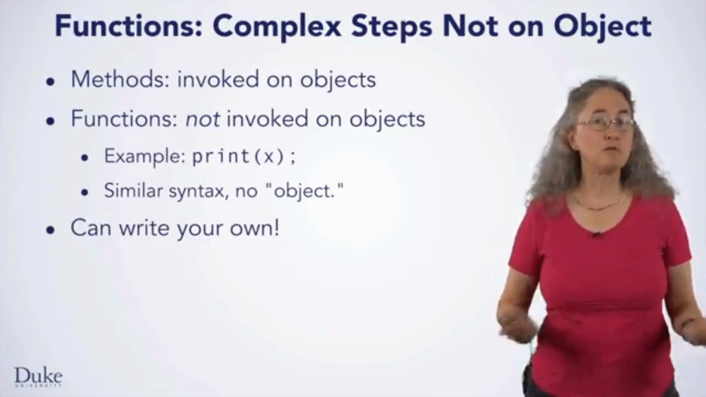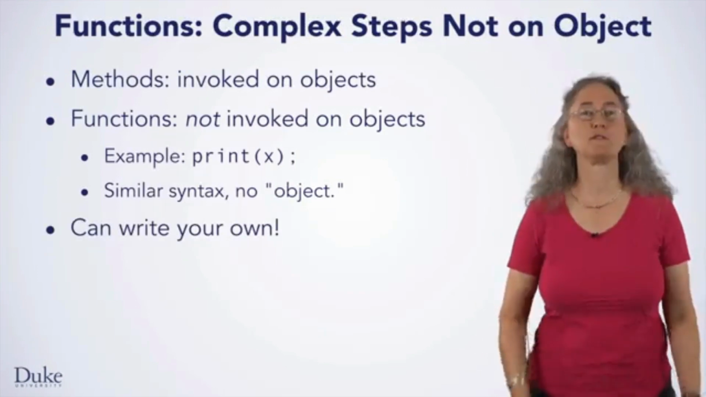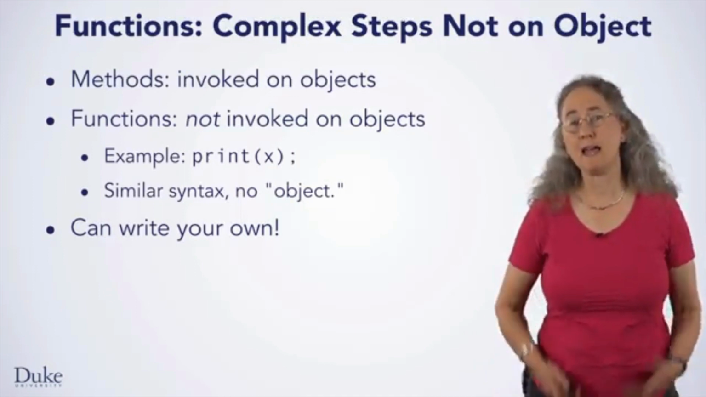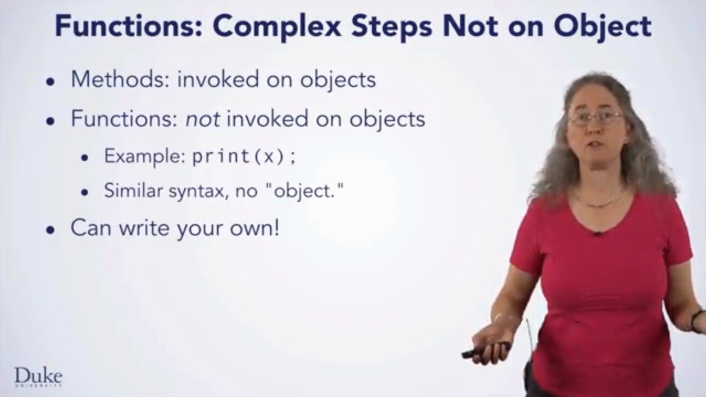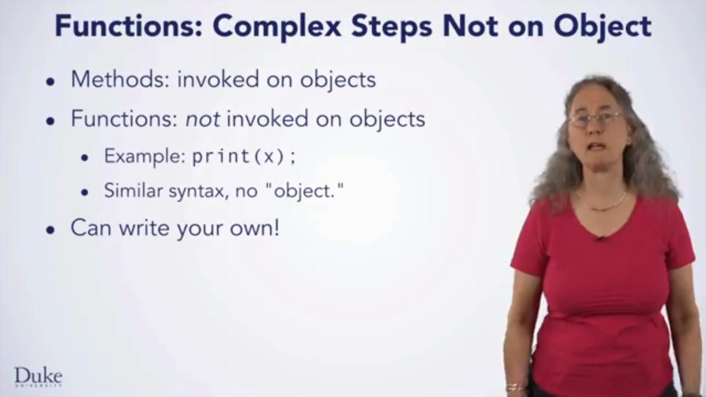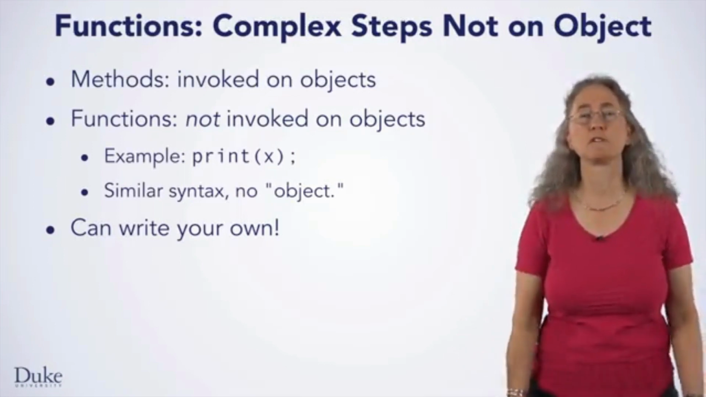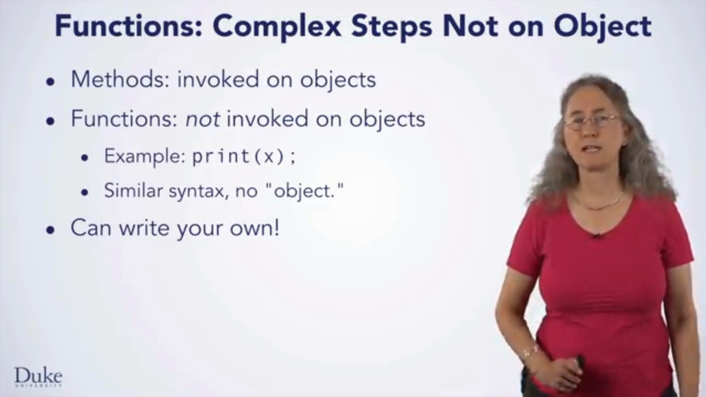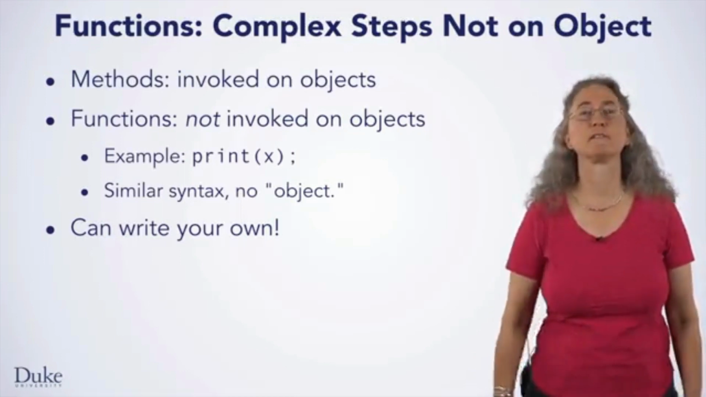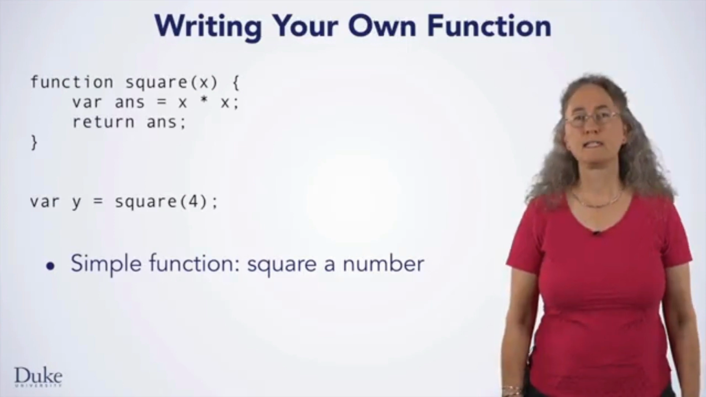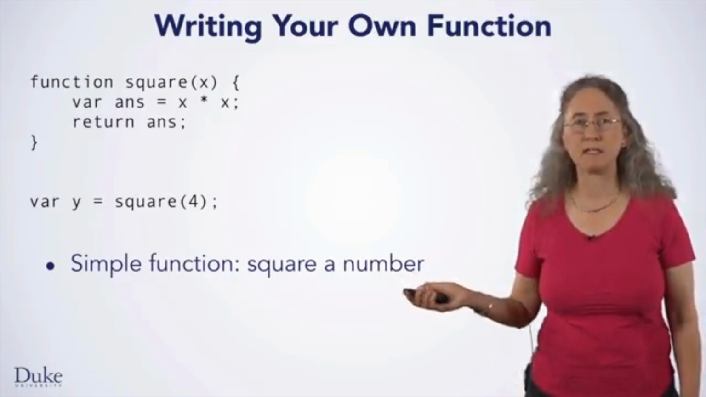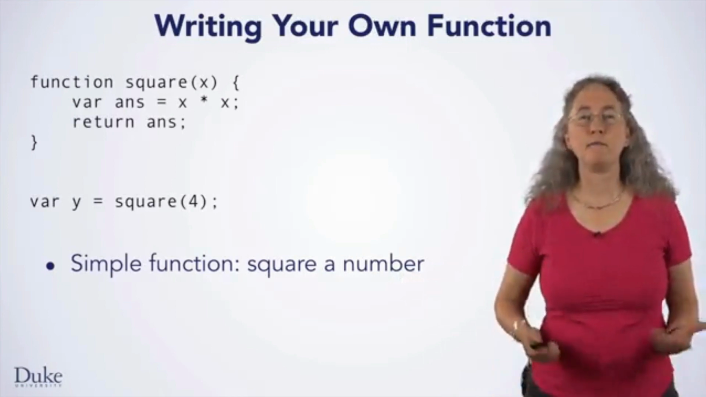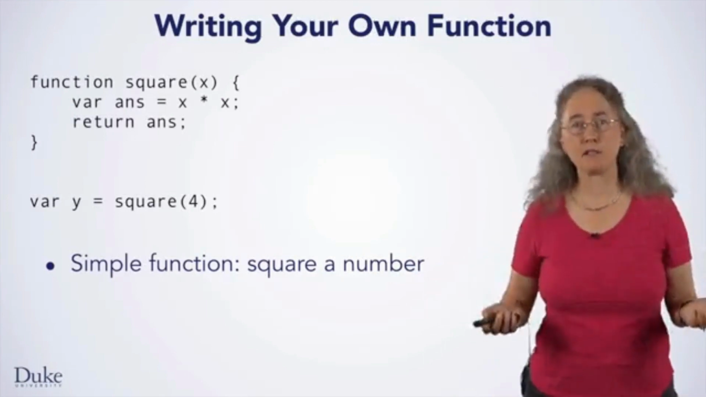You can write your own functions, which can be quite useful to avoid duplicating code and to make testing and debugging easier. You could write your own methods too, but we are not going to talk about writing classes and methods in this course. We will, however, discuss them in Java in the later courses. To see an example of writing your own function, let us take a look at this relatively simple example, a function that takes a number and squares it.